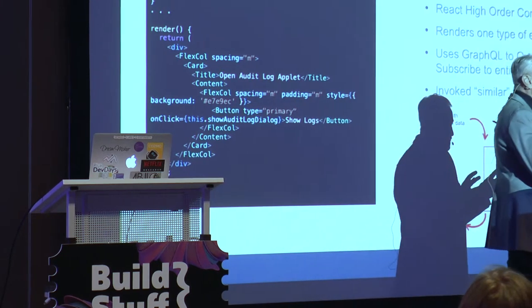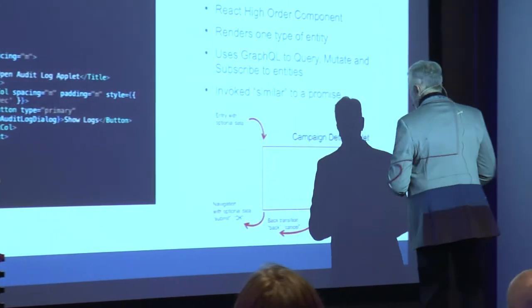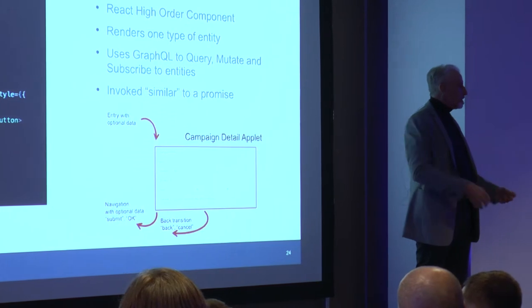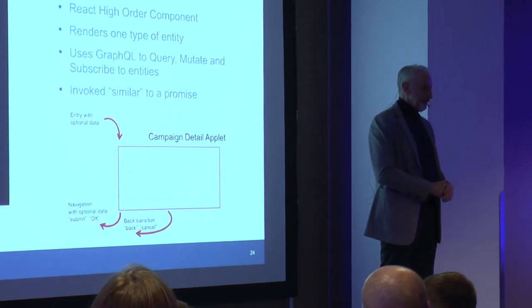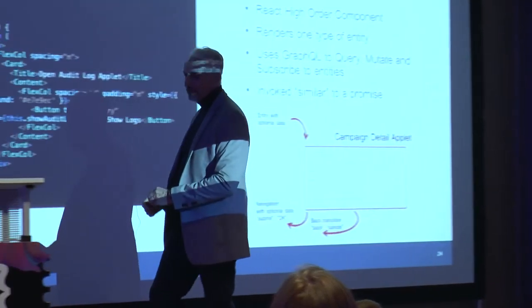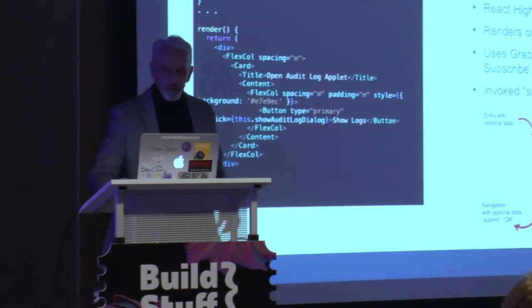So they're completely self-contained. So in this example, I've got a campaign details applet. It will probably do a GraphQL query to obtain that detail. Okay? Here's some code that looks like an applet on the right-hand side. Once again, I'm not a React guy.